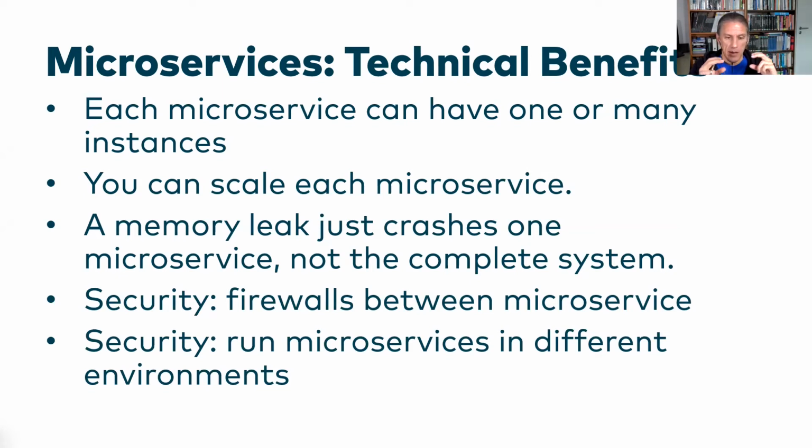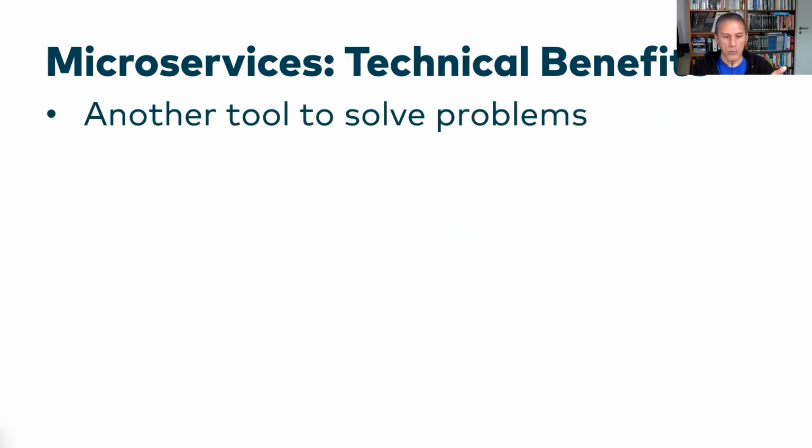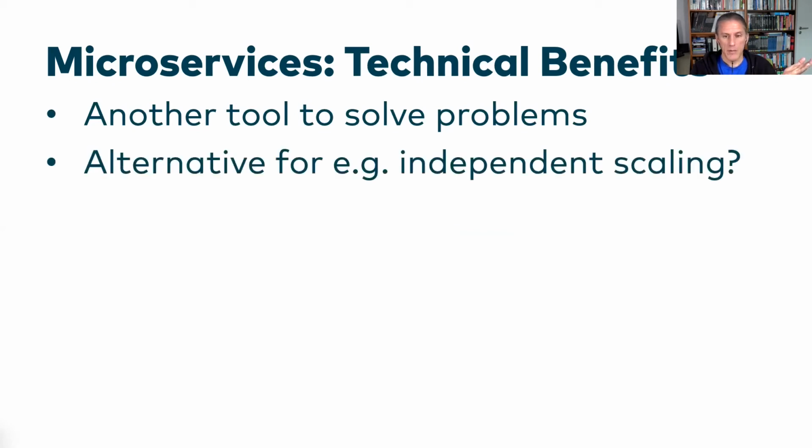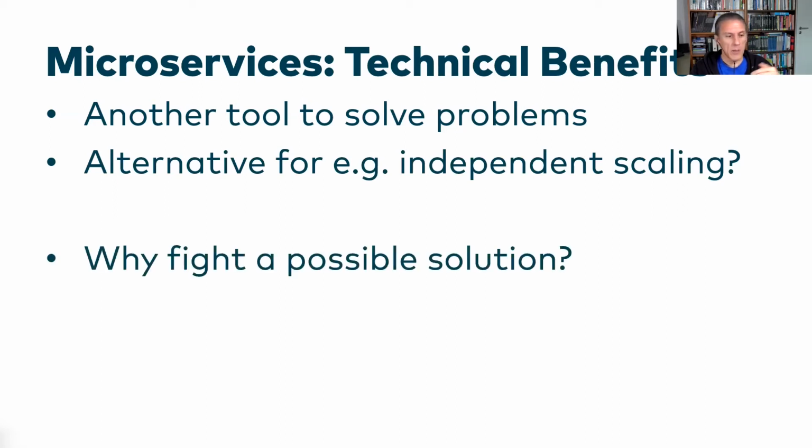And so microservices have solutions for specific challenges that you might have, such as scaling parts of your application individually. And therefore, they are just another tool to solve specific problems. And in some cases, such as independent scaling, I'm not even sure what an alternative would be. And this religious debate that says, well, you must not use microservices because they are so very complex.